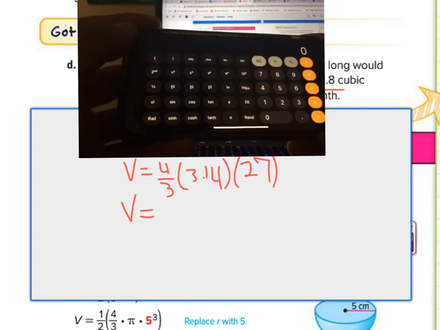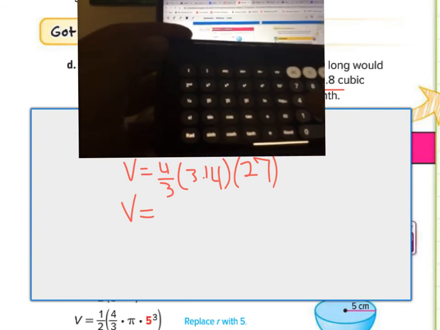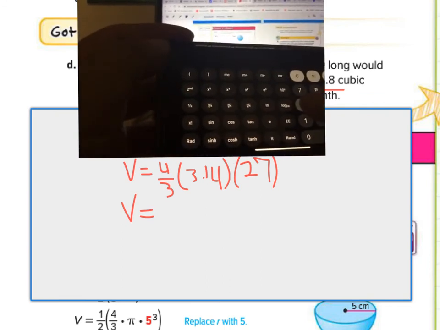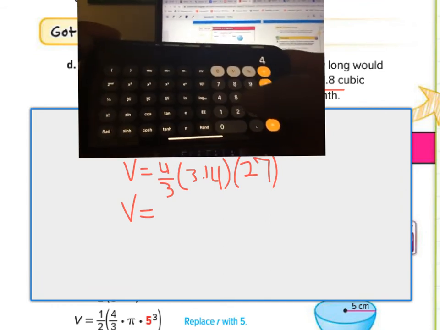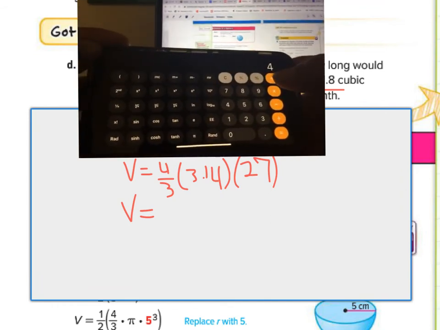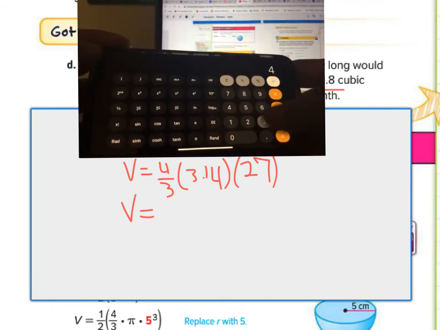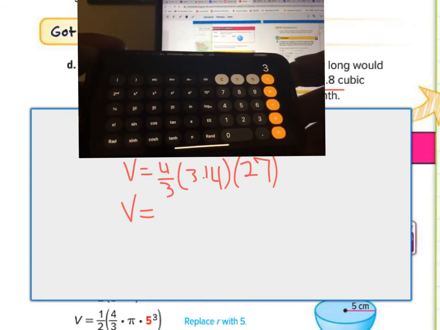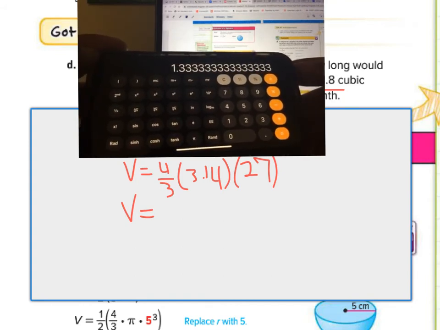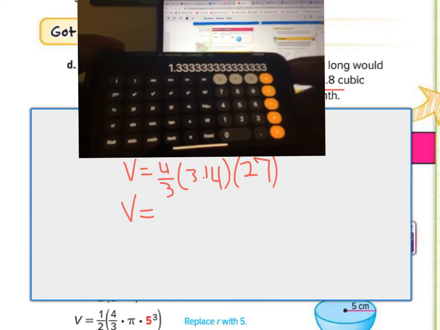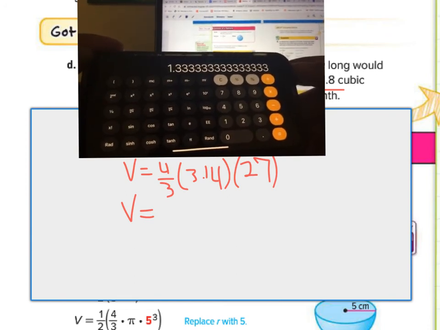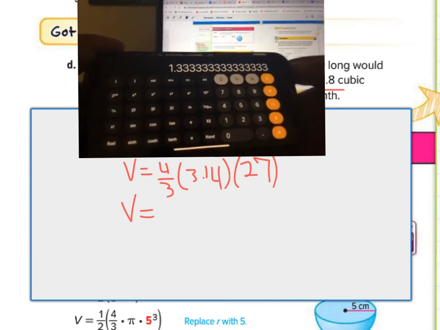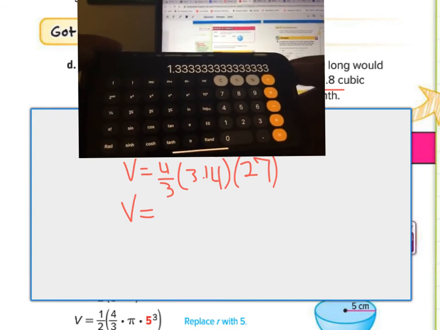I take my calculator and I'm going to write 4/3. The way I write 4/3 is I write the 4 first, and then I choose divided by 3. So 4 over 3 is simply like saying 4 divided by 3. And that gives me my decimal version of 4/3. Right? You can say 1 1/3 or 1.3 bar notation.